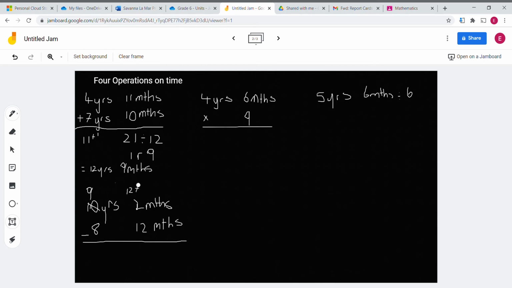So your number here actually now is 14 months. So now you have 14 months. So it's 12 from 14, and 12 from 14 will leave you with 2. Right? And then it's 8 from 9, which leaves you with 1. So your answer here is 1 year and 2 months.